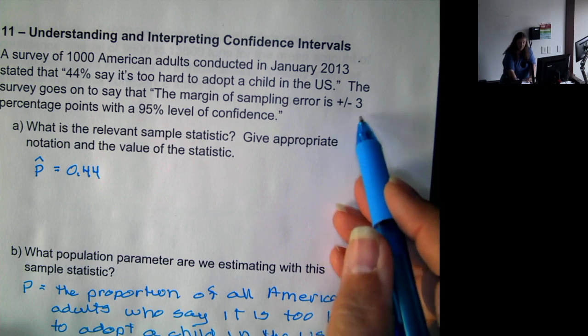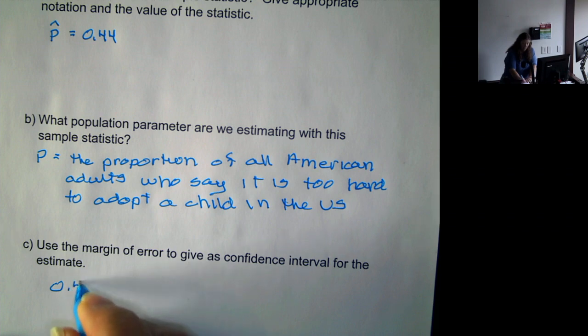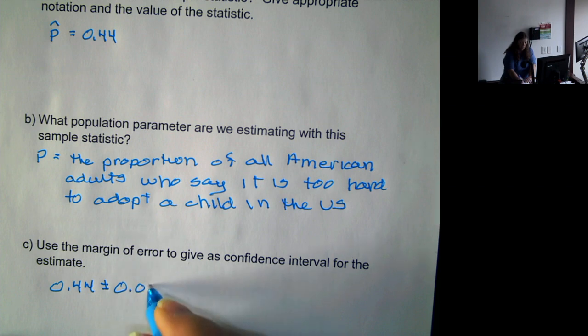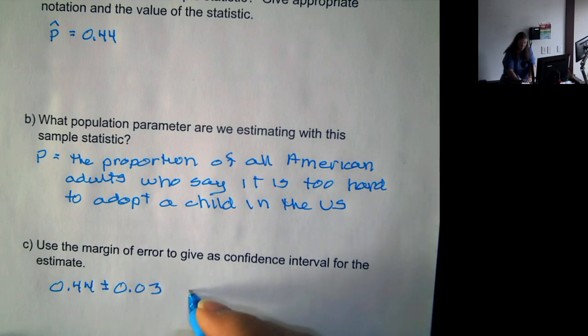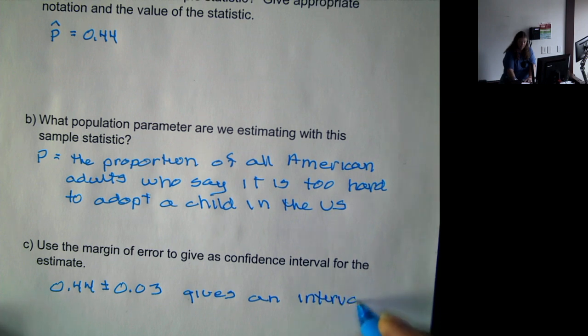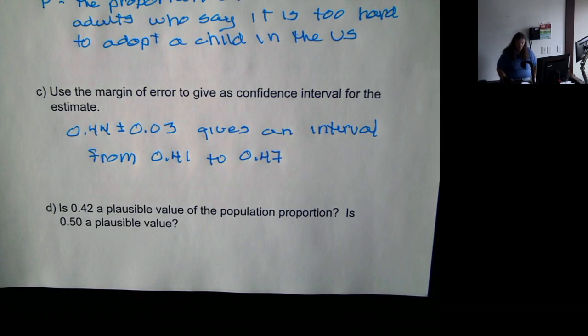So use the margin of error to give a confidence interval for the estimate. Well, margin of error is plus or minus 3 percentage points. So it would be 0.44 plus or minus 0.03. That gives an interval from 0.41 to 0.47.